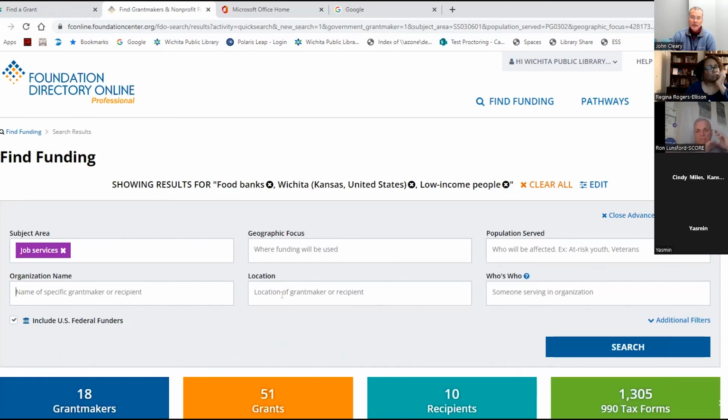Also, you can search by location of the grant maker or the recipient. So this search is nationwide, and they do have a who's who section in here. So you can search by keyword name. If you see somebody's name in the newspaper or on the news or in a philanthropy newsletter, you can put their name in here and find out more about their organization.